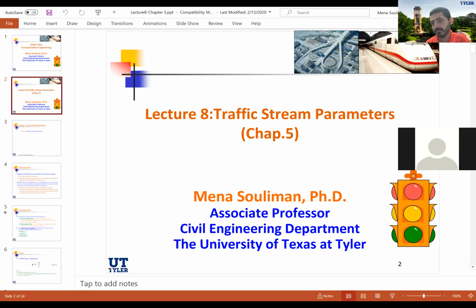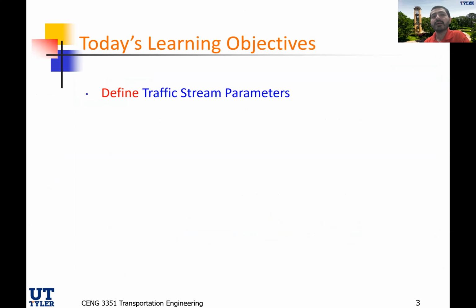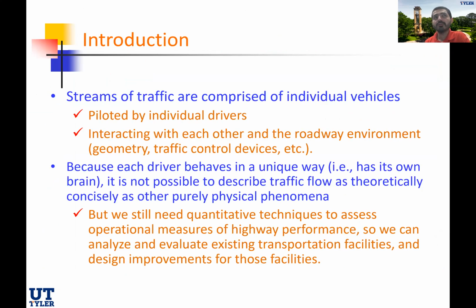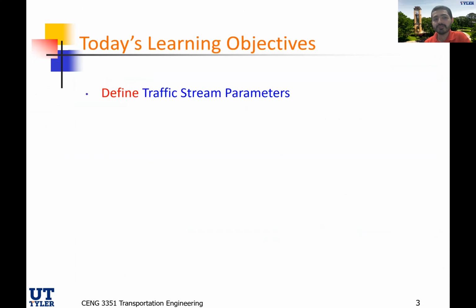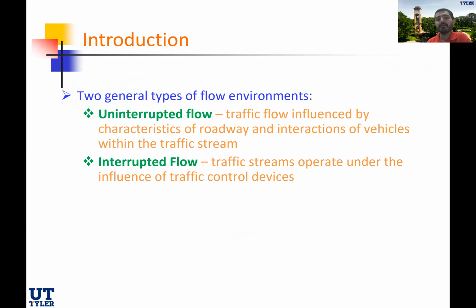All right, so let me go through and share with you the slides, one lecture at a time. This here is chapter 5. Again, the exam will be chapters 5, 6, and 7. Chapter 5 was a short one, and I'm expecting you to understand some definitions. What are the major traffic stream parameters that we've gone by? What's the difference between uninterrupted and interrupted flow?